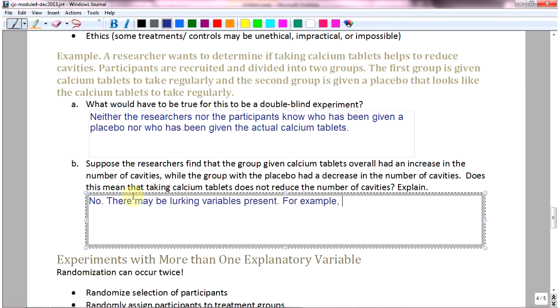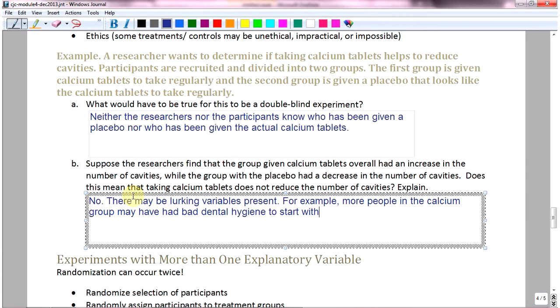For example, perhaps more people in the calcium group had bad dental hygiene to start with. Maybe a lot of the people in that group, a disproportionate amount, may not have brushed their teeth regularly or as often.